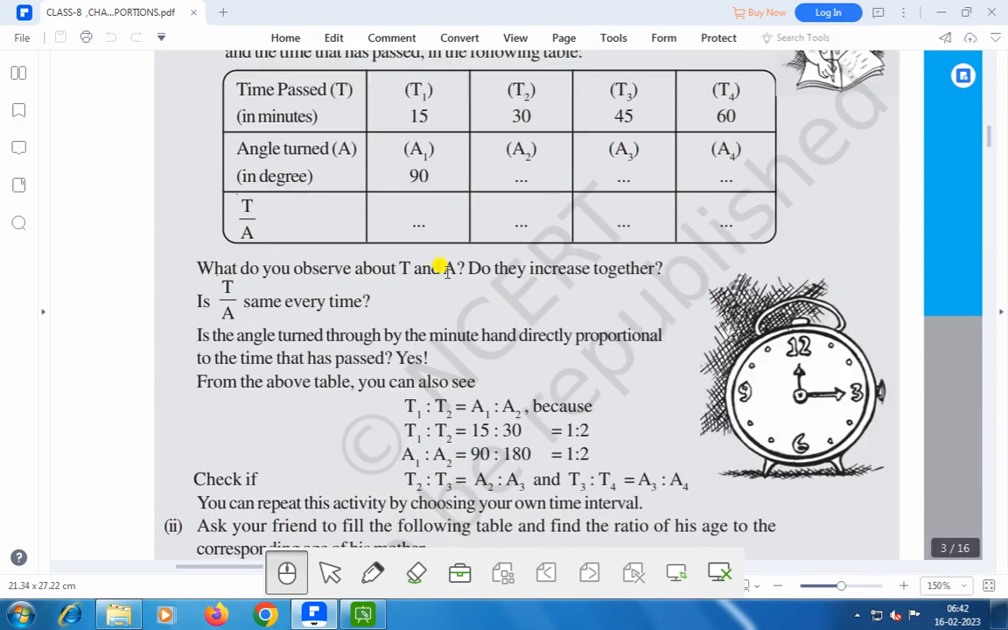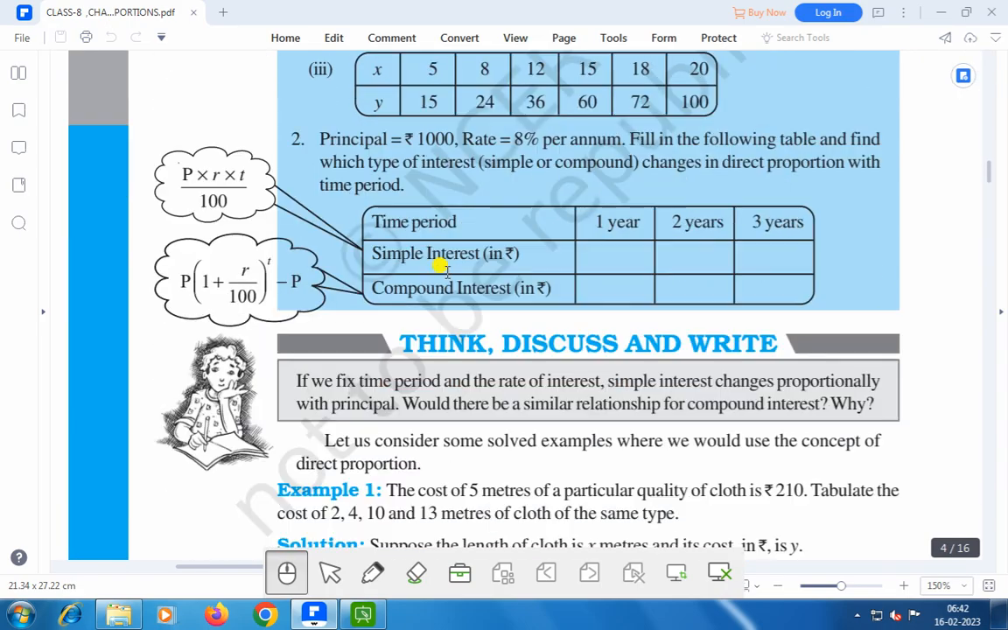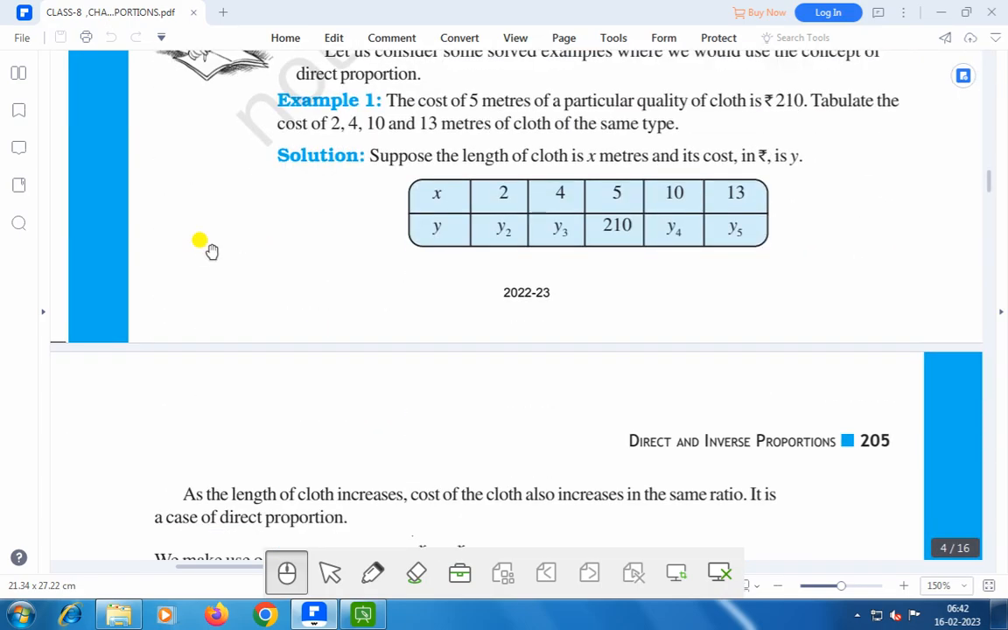Let us try to understand the concept of direct proportion through the following activities. This is the activity. Now we will discuss the various examples here. Here you see this is example 1. The cost of 5 meters of a particular quality of cloth is 210. Tabulate the cost of 2, 4, 10 and 13 meters of cloth of the same type. Suppose the length of cloth is x meters and its cost is y.